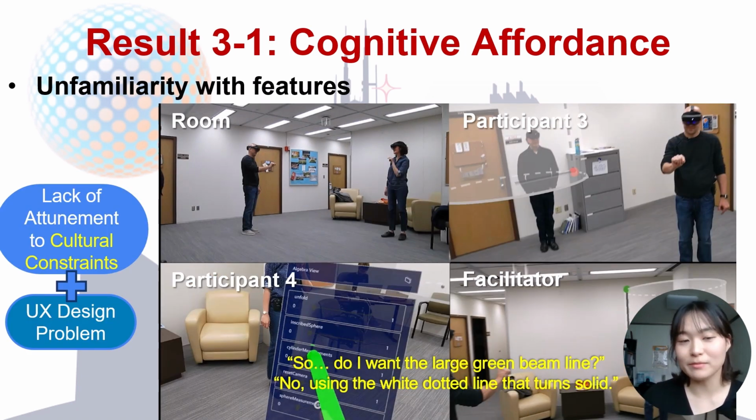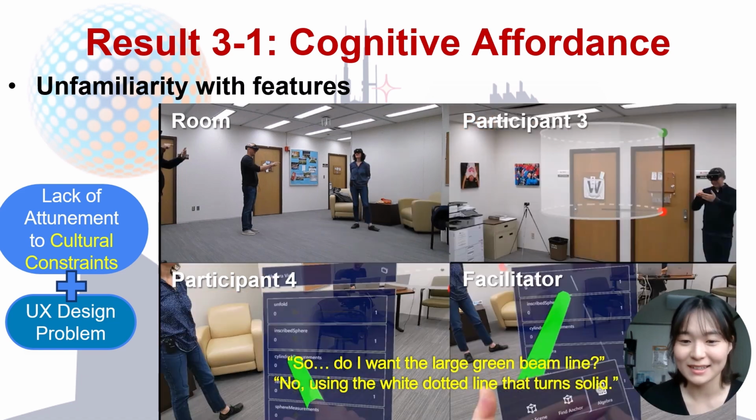Next, cognitive affordances. Teachers thought GeoGebra MR had the same features as GeoGebra Classic. They often asked how to use features that didn't exist in GeoGebra MR. Also, some new features in GeoGebra MR caused confusion. For example, there are 2 different symbolic legs that extended from the user's fingers.